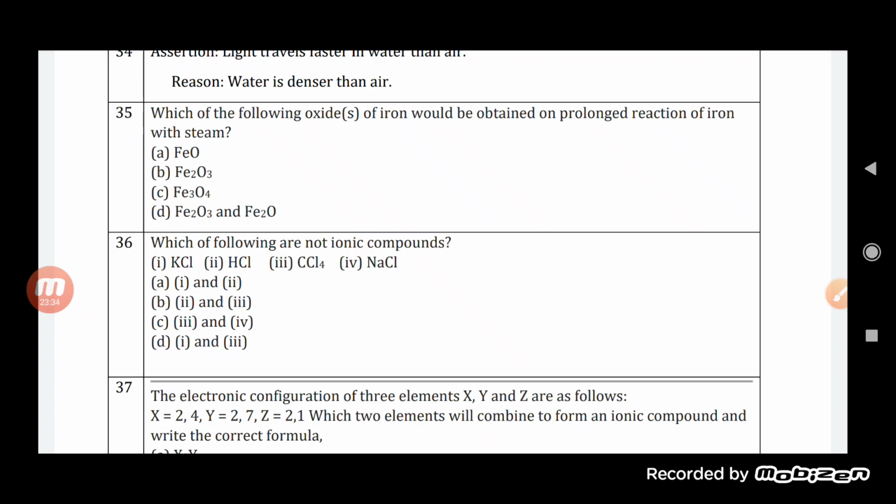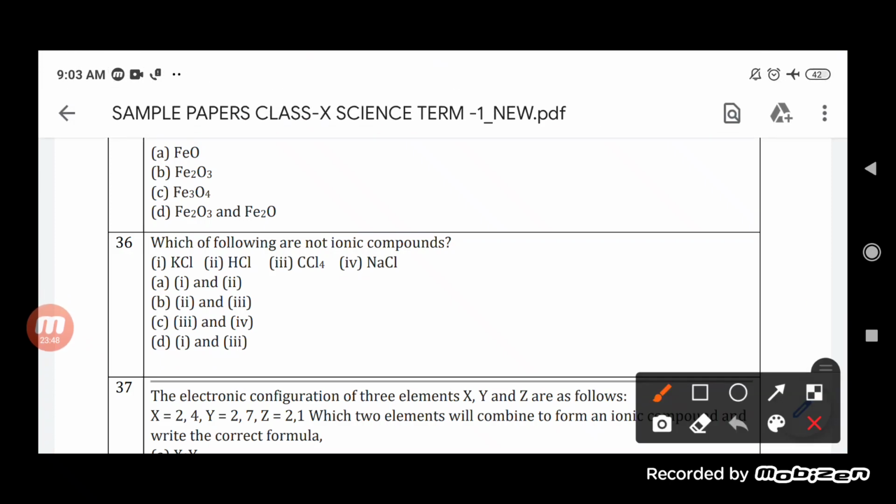So it is iron three oxide, students, which is Fe3O4, that is responsible for the reaction with the steam. So Fe3O4 will be the correct option.